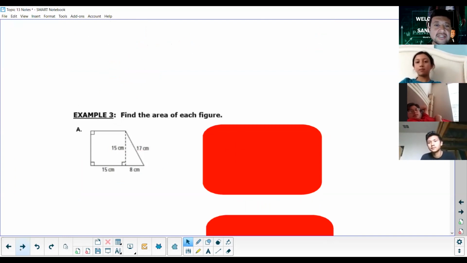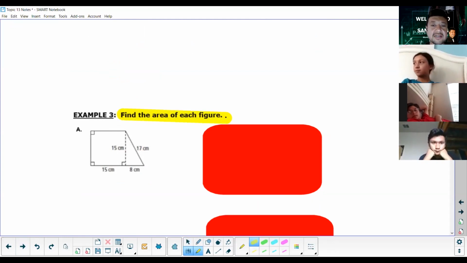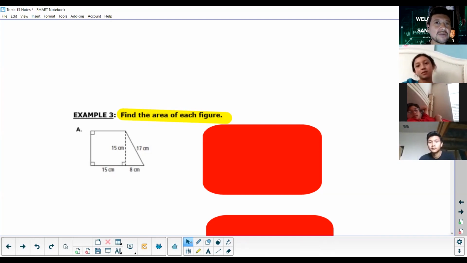Now, Celeste, read us the instructions on the next one. Find the area of each figure. All right, excellent. Celeste, walk me through, how would I solve this one? First of all, what kind of shape is it? Well, it's a pentagon, really. Marcus, if you had to help your sister out, what would you tell her? It's a square and a triangle. Yes, a square and a triangle.